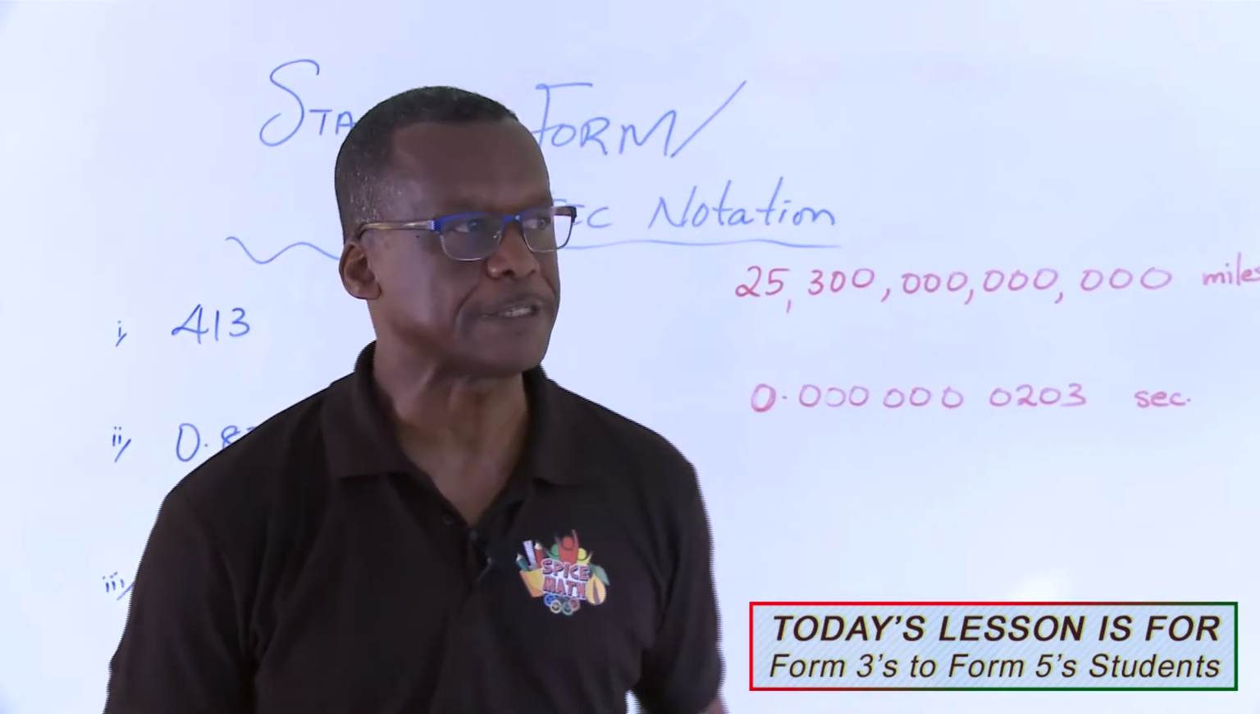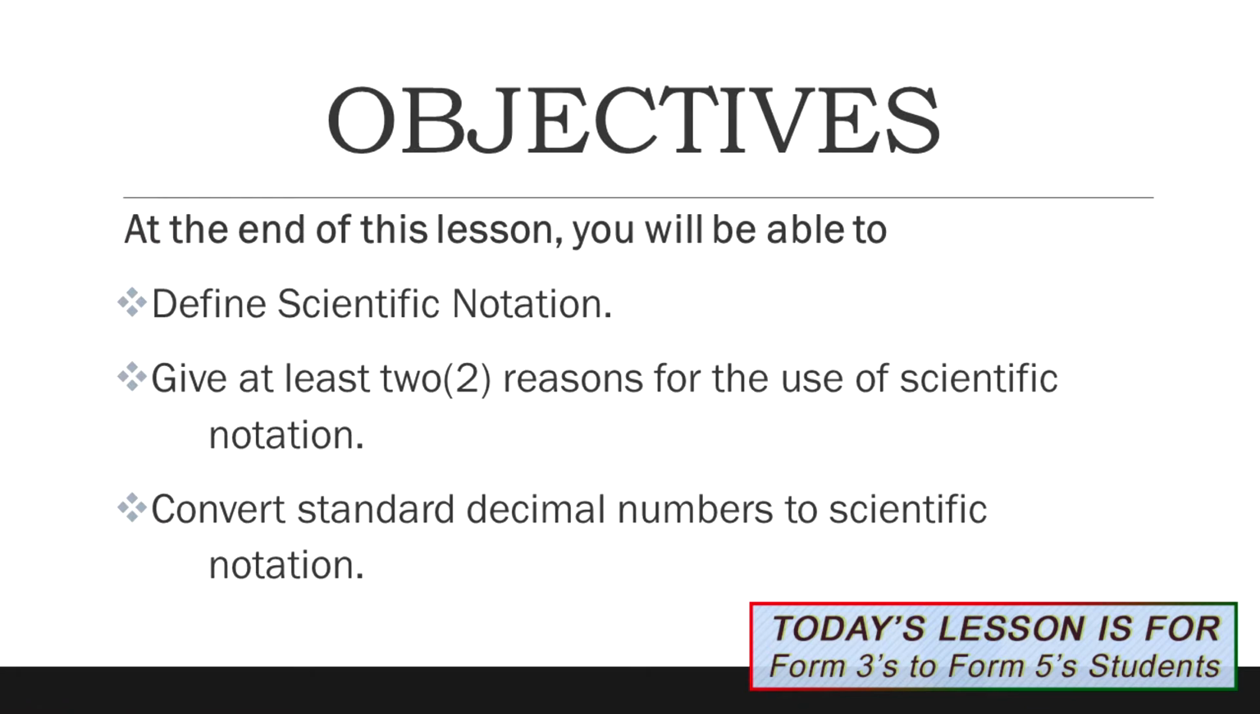At the end of the lesson today, you will be able to define what scientific notation is or what standard form is. You will also be able to give at least 2 reasons why we use scientific notation. And then you should be able, at the end of the lesson, to convert standard decimal numbers to scientific notation.